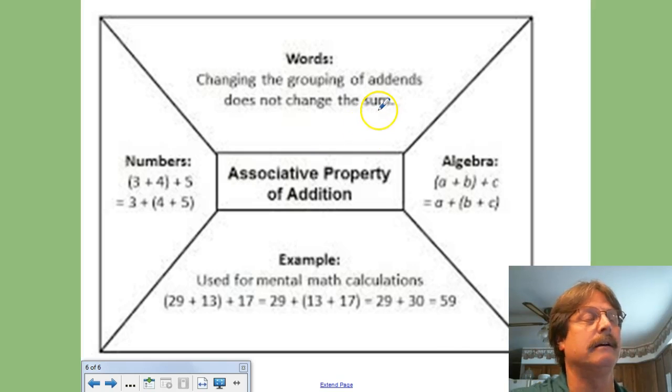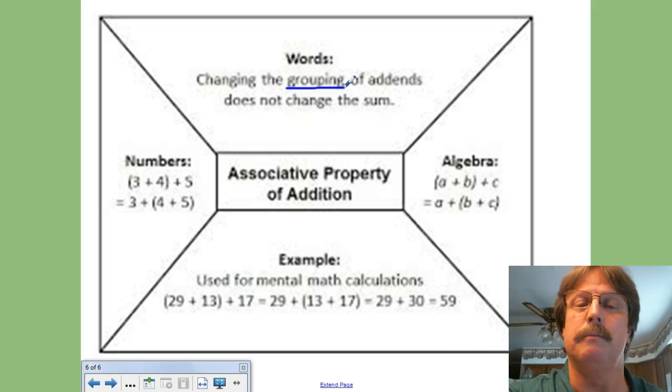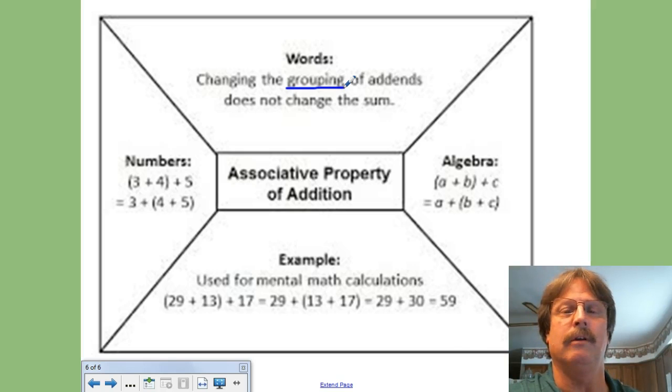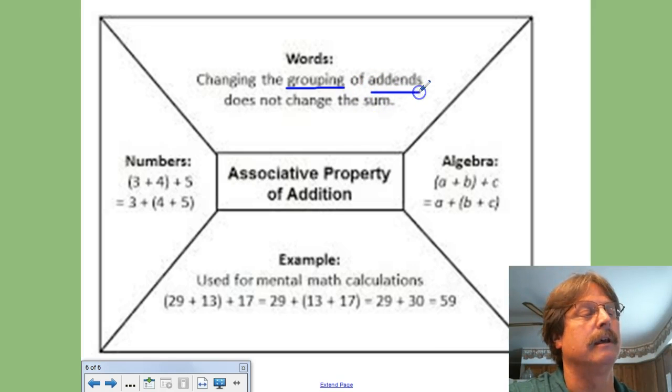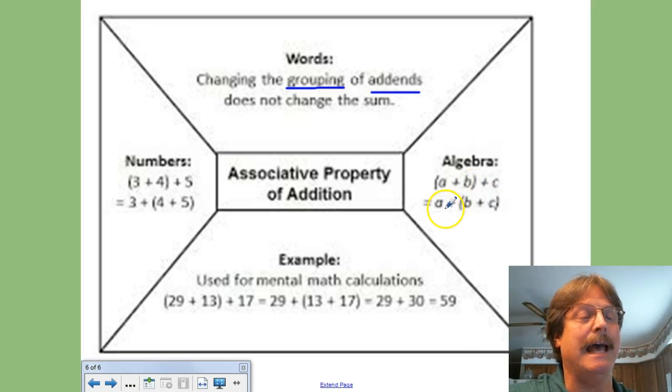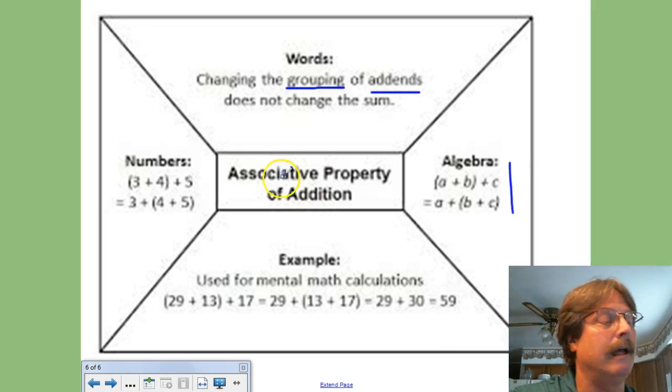And lastly here, we take a look at our foldable. And for our words, changing the grouping, and that's the key. The difference between commutative property of addition and associative property of addition is associative is with the grouping and commutative is with the order. And we're still working with the addends, but it doesn't change the sum. Looking at the algebra again, A plus B, we have that group, and we just change that order, B plus C plus A. So from an algebra standpoint, we use letters instead of numbers.